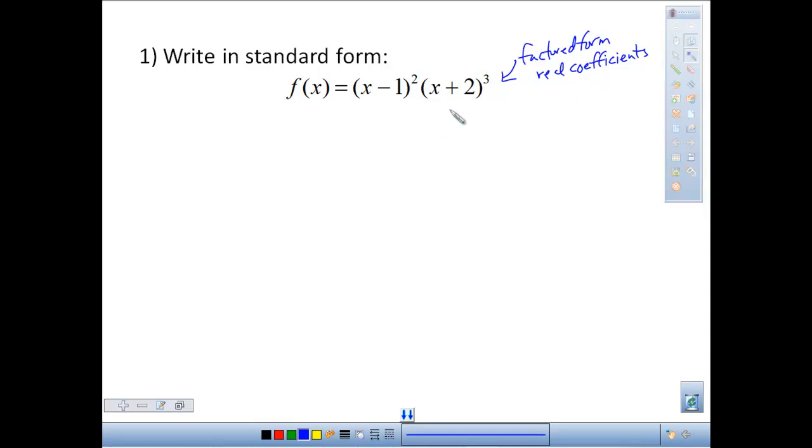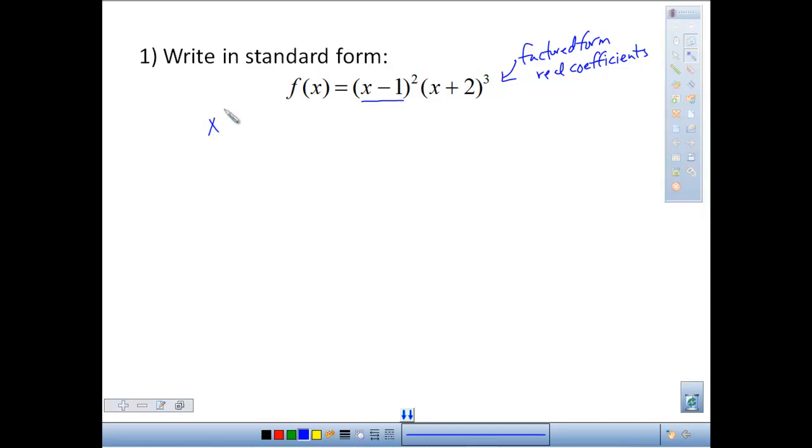So if I wanted to write this in standard form, that means from highest to lowest, highest degree, all written out, multiplied out. And there's no real fancy way to do this, just multiply out. Now, there are some problems that are definitely going to be easier to multiply out. So for example, I would multiply out (x minus 1) quantity squared first.